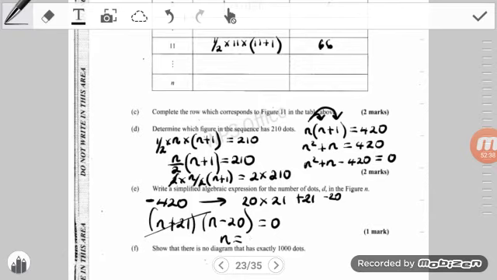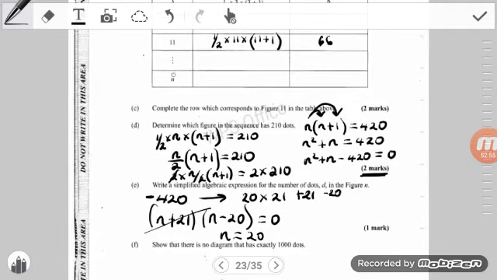So by cutting out a lot of the working out, guys, because I can see that it's just 2 marks, there has to be something that must be clear to the eye for you to see and to work out. Alright, so the answer here is 20. It's going to be the 20th figure that will have a total of 420 dots.